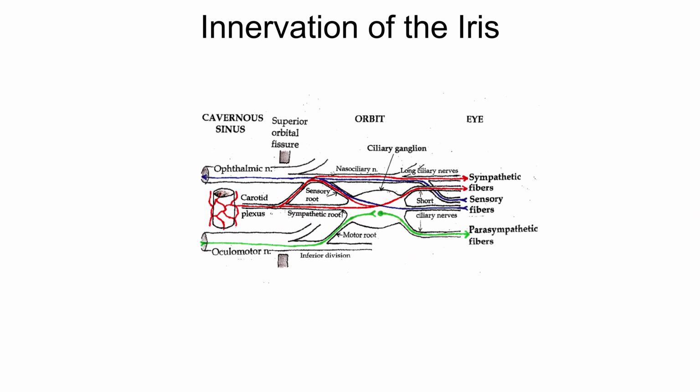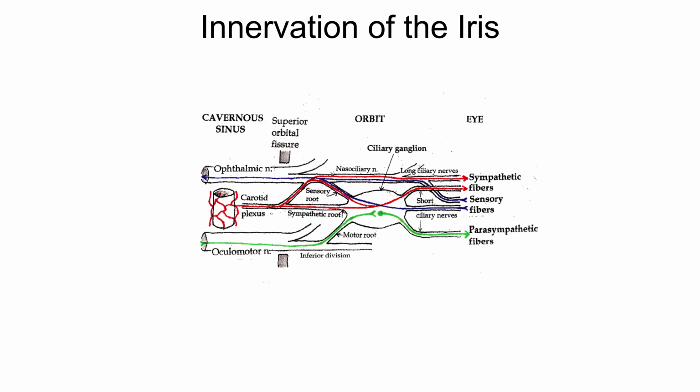Now, here are a couple other diagrams showing basically the innervation of the eye. So, apart from the optic nerve, which carries the visual information, we have to have a third nerve, which does the pupil constriction, and then we have the sympathetics, which come in and join up with these nerves to do the dilation. That passes through the ciliary ganglion.